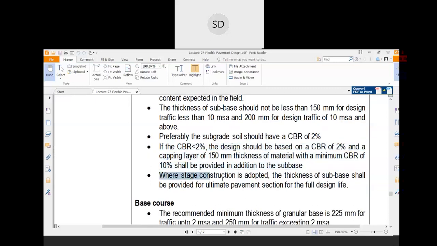Where stage construction is adopted, the thickness of subbase shall be provided for the ultimate pavement section for the full design life.